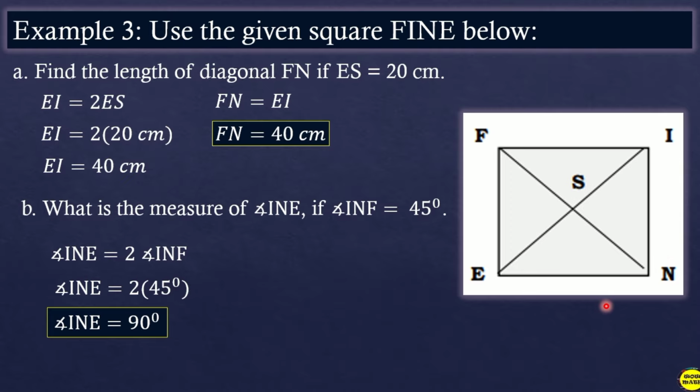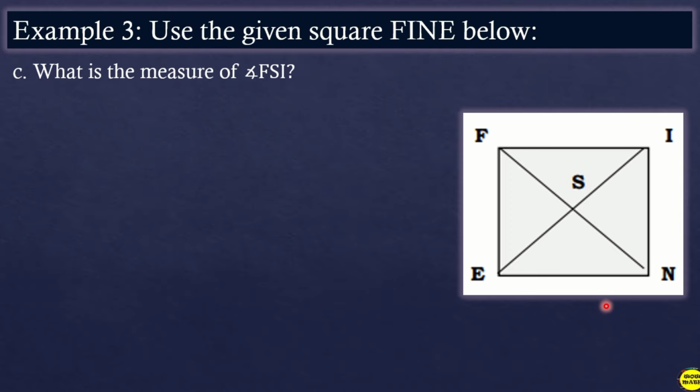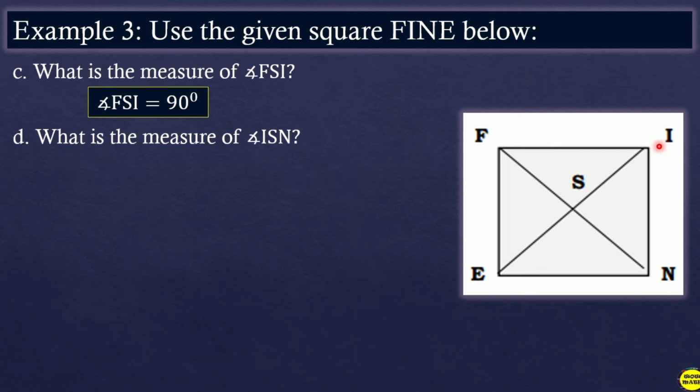Okay, basta kabisado yung properties ng square. Another, what is the measure of angle FSI? Okay, angle FSI. So, since sabi dito, the diagonals of a square are perpendicular, so ibig sabihin, yung sukat nito is a right angle. So, therefore, this is 90 degrees. How about ISN? Ito, ISN. Yes, kagaya rin ito. So, this is 90 degrees also.